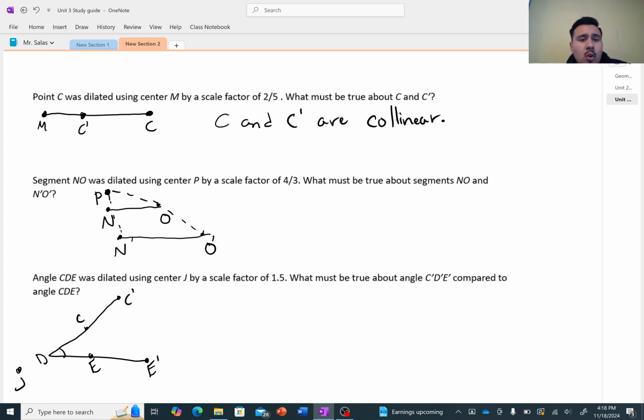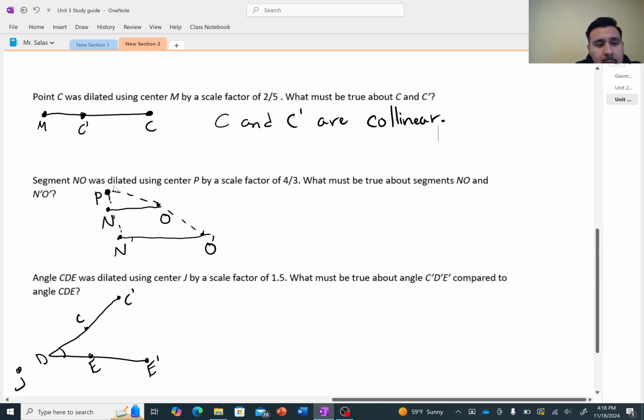It says segment NO was dilated using center P by scale factor 4/3. What must be true about segments NO and N prime O prime? So our center point P, I want you to look at the diagram. Our center point P is there by itself. NO is not touching NP. I dilated this segment using P as a center, so now it moves downward and it becomes larger. It becomes larger by a factor of 4/3. However, these 2 lines, NO and N prime O prime, will never touch.